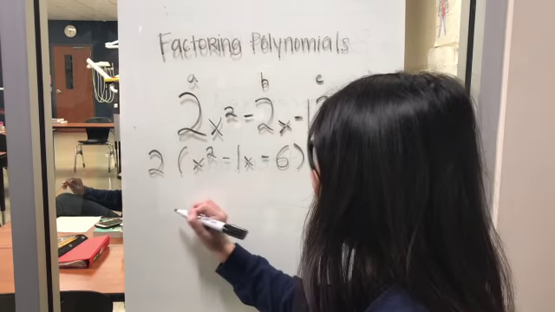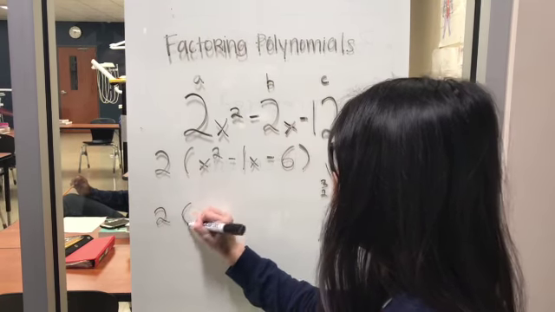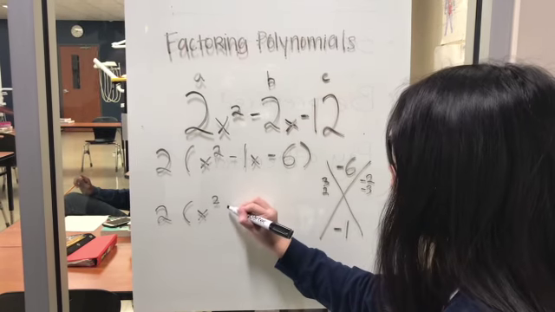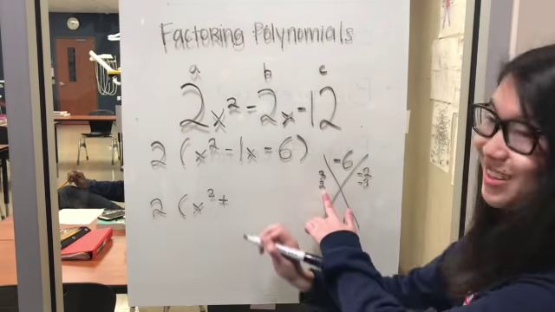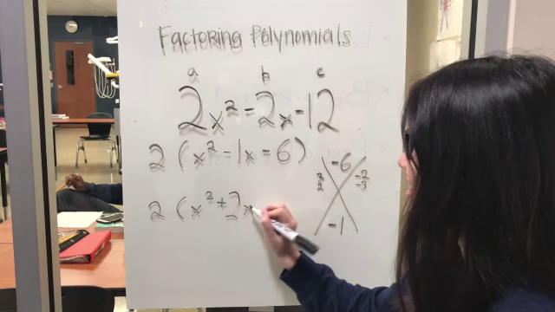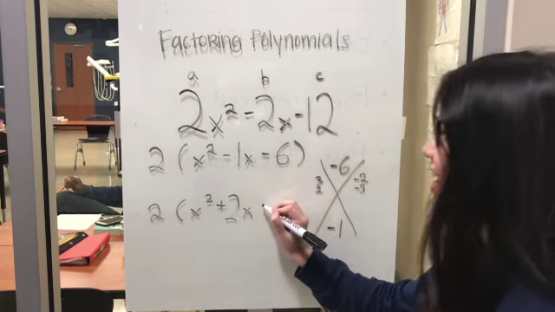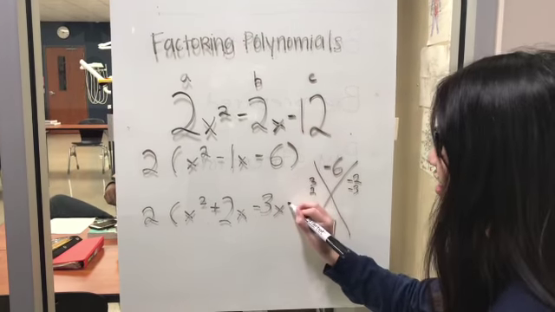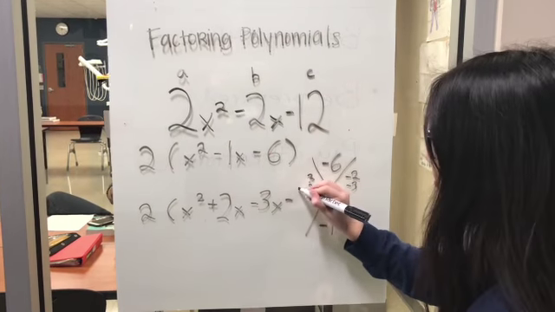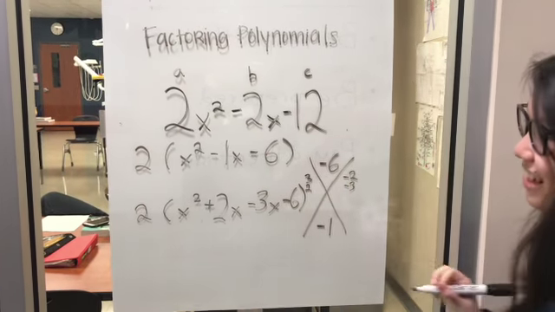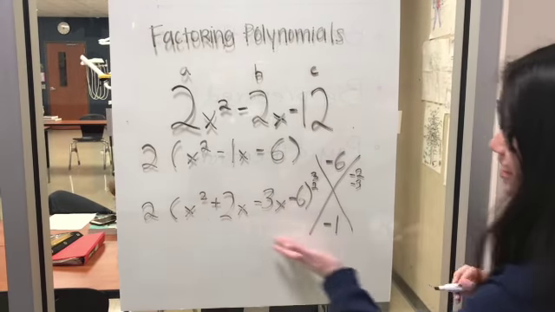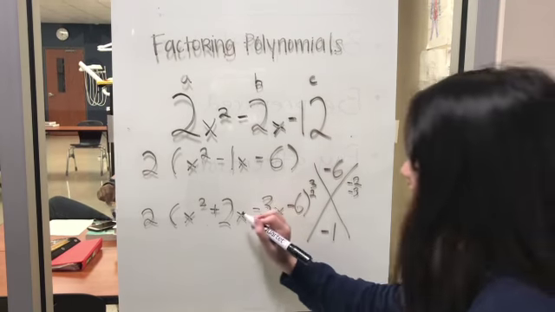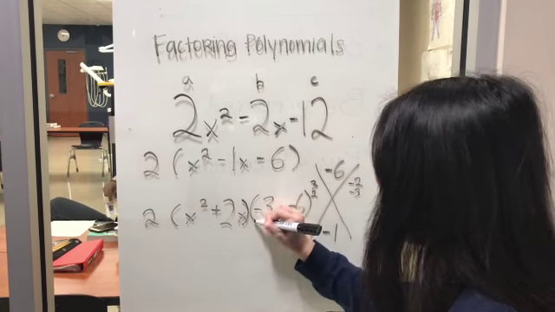So now it would look like this. You would keep your a the same, and then plus 2x minus 3x, then minus 6. You're going to keep your a and c the same. Now, we have 4 different terms here. So now we're going to do grouping by splitting them off into pairs.